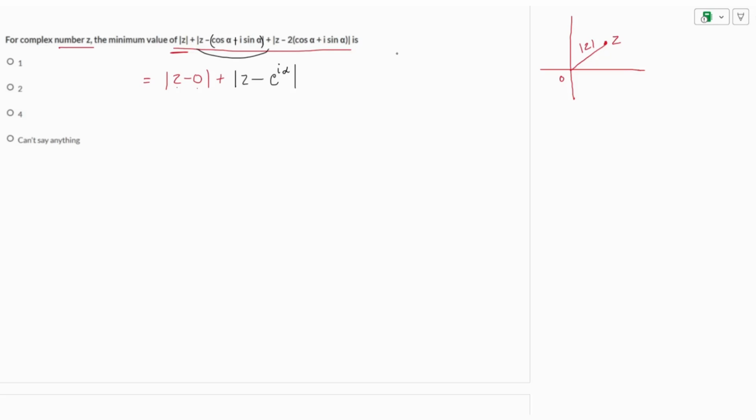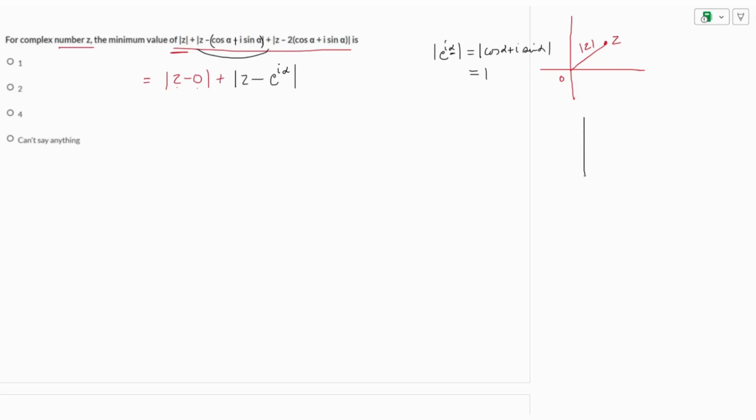Now what is special about e to the power i alpha? Do we know the modulus of e to the power i alpha? Yes, it is 1. If you don't know, you can figure it out: for cos alpha plus i sin alpha, the modulus will be the square root of cos square alpha plus sin square alpha. That value is 1. And what is the argument? It's sitting right here, it's alpha.